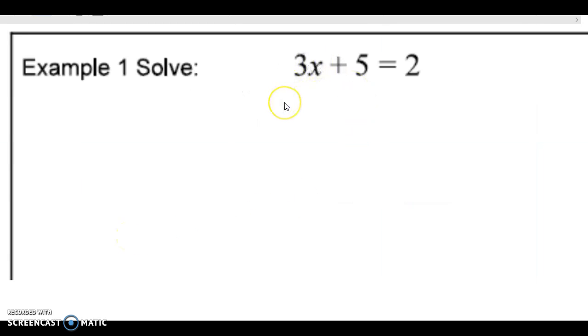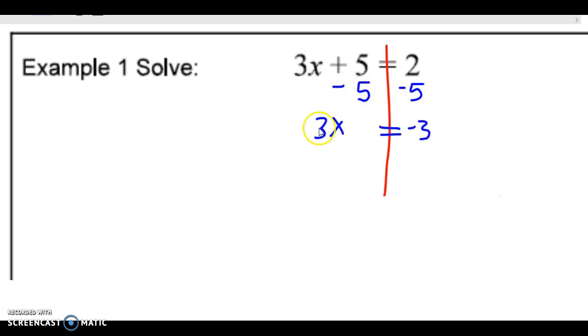Here's the equation. It's a two-step equation. We learned how to solve this two-step equation in our previous unit. Subtract 5 from both sides. We get 3x equals negative 3. Now divide both sides by 3, and we get x is equal to negative 1.